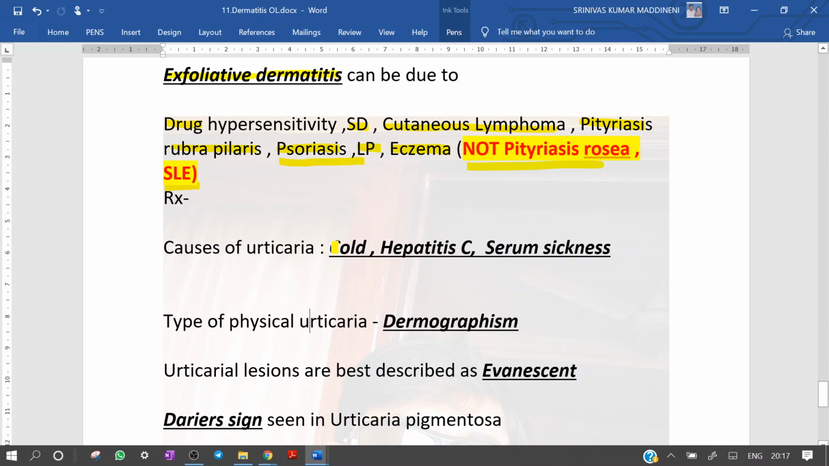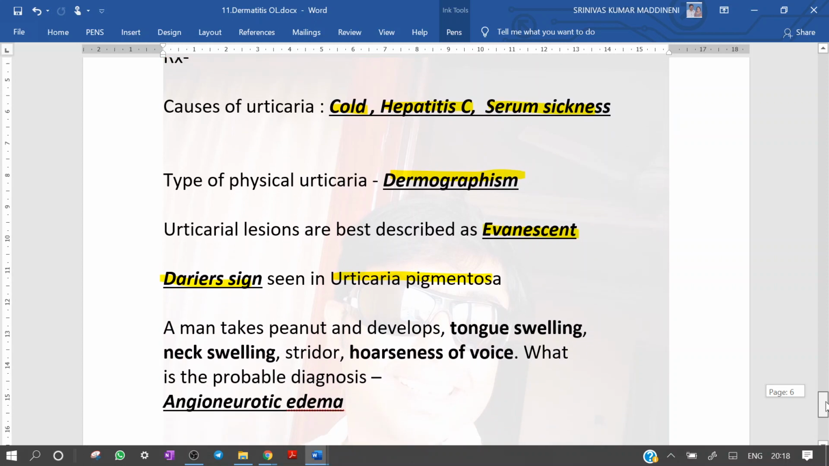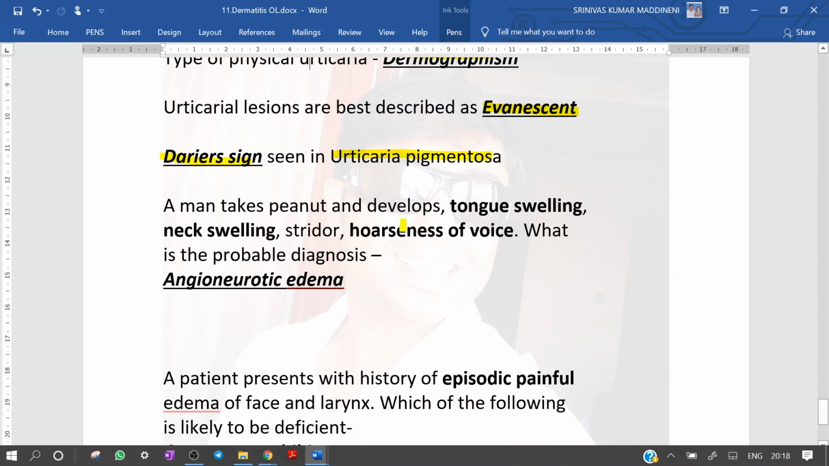Causes of urticaria: it could be cold, it could be hepatitis C, serum sickness. Dermographism is a type of physical urticaria. Urticarial lesions are best described as evanescent lesions. Darier sign is seen in urticaria pigmentosa. This has been asked a lot many times as a one-liner question.